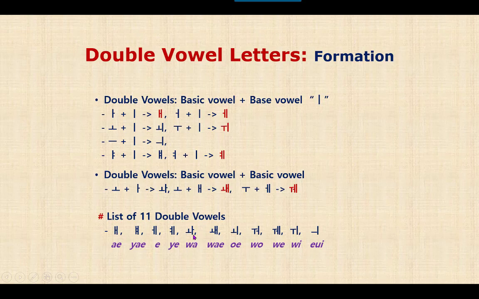Wah. Like waffle. Waffle, wah, where, like wagon, wagon, oyster, like oyster. Wah, don't worry. Wah, where. Wait, where? We. Shall we dance? We. You haven't got any proper example of this. We. Okay. So, double vowels are formed by combining basic vowels and base vowel, basic vowels and basic vowels.